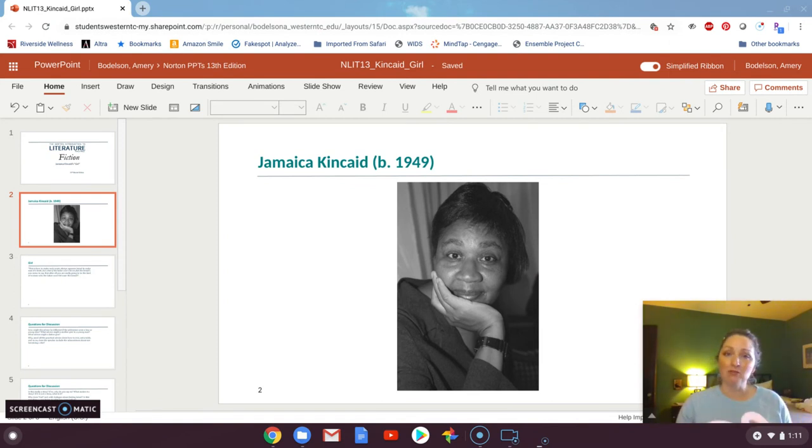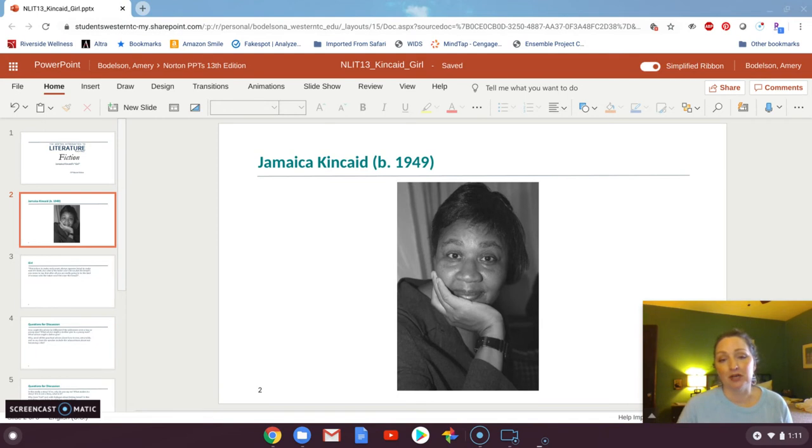And for most of the stories that you read, you will find author's biographical information at the beginning of each piece. So on page 675, you'll see the same picture of Ms. Kincaid, and there you'll be able to read a little bit about her. It's always going to include birth and death dates, if applicable. So she is still living. She was born in 1949.